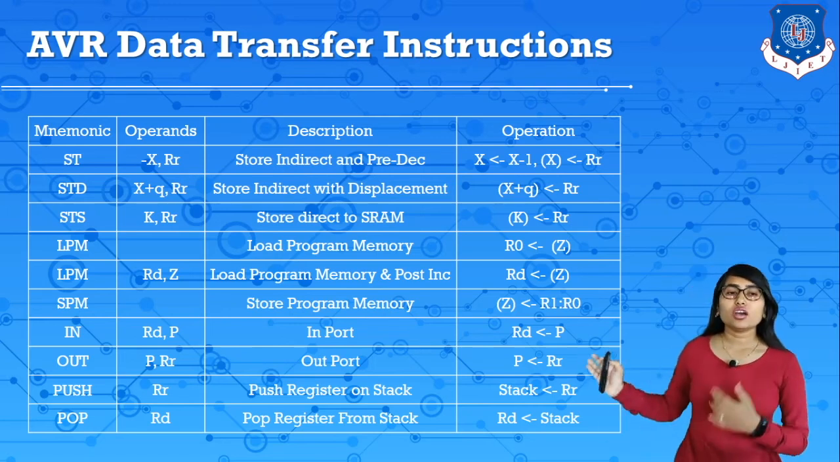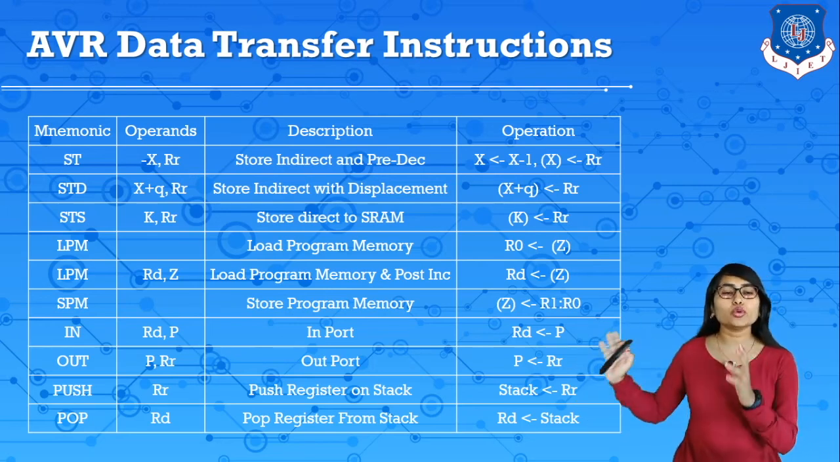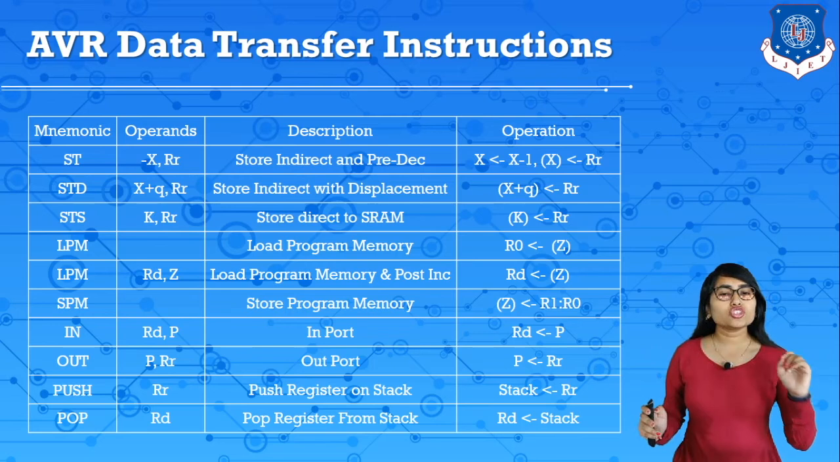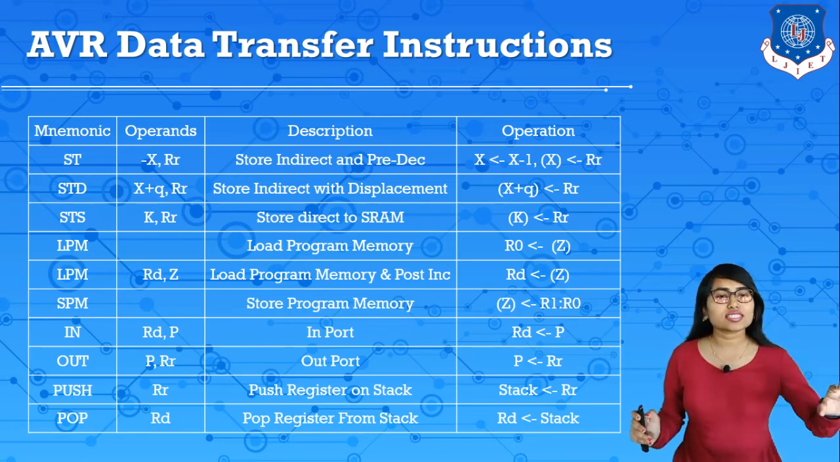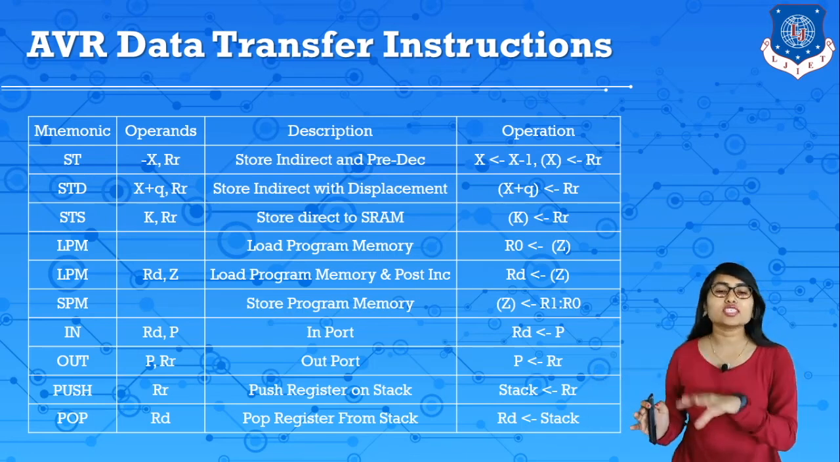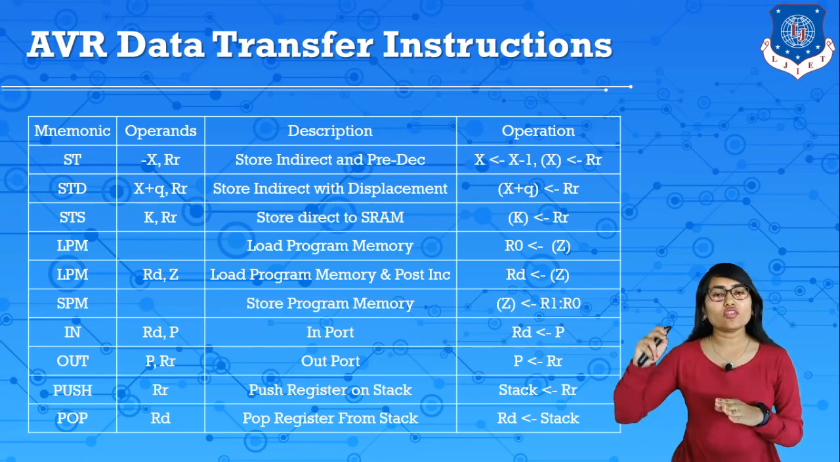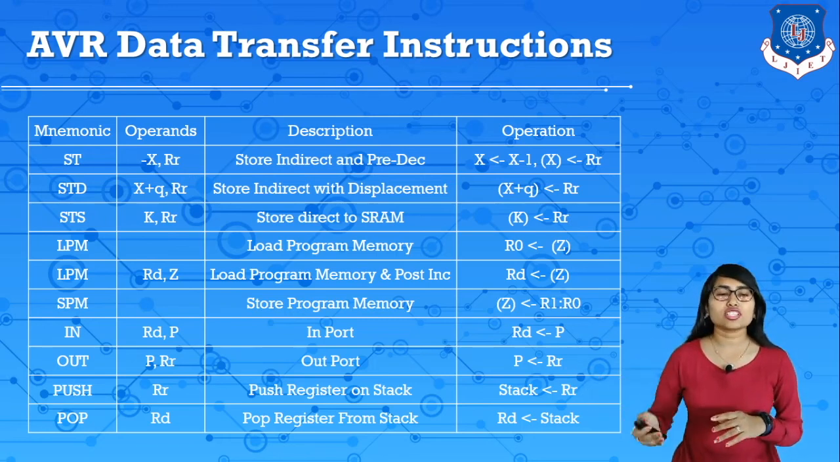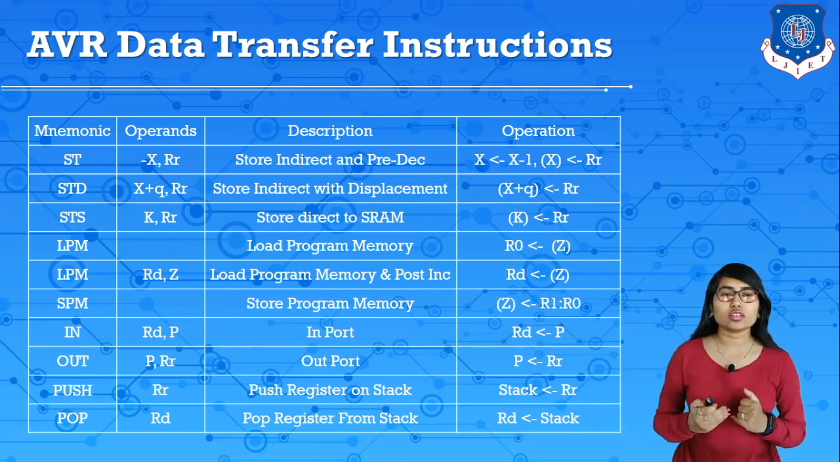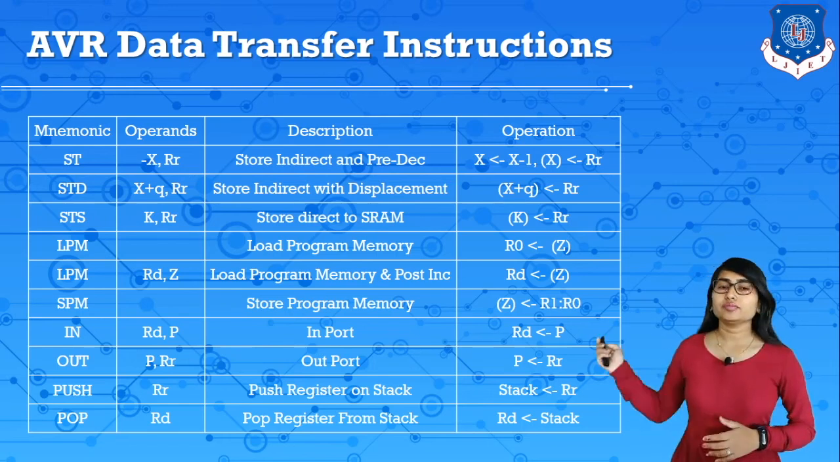Now there are also data transfer instructions for the stack. There are the push and pop instructions. So PUSH RR means push register onto the stack. Whatever the content of the register is, it is stored onto the stack. And POP register, whatever the content of the stack is, it is stored into the register. So push is for writing the data of a register onto the stack, and pop is for retrieving the information into the register. So these are all the data transfer instructions of AVR.